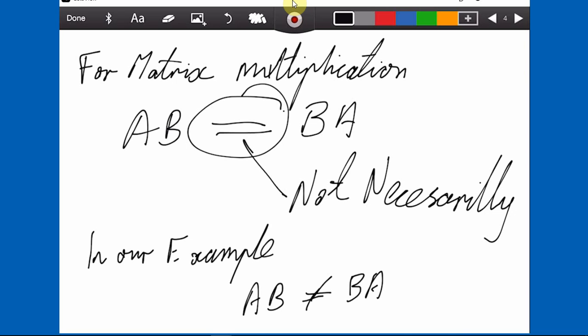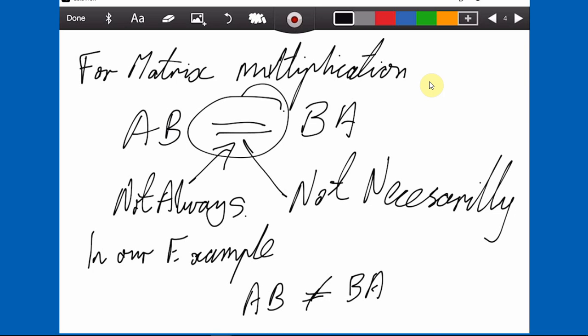All right. So for matrix multiplication, you can't assume, like normal multiplication with numbers, that you can multiply in any order and get the same answer. Matrix multiplication behaves a bit differently to normal multiplication. So not necessarily, so not always. Should have used that in the first place. All right, so that's one thing about matrix multiplication.